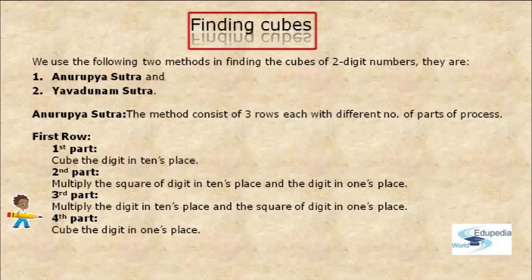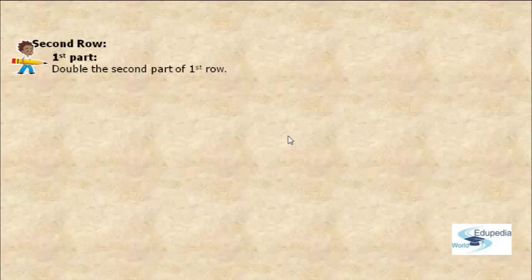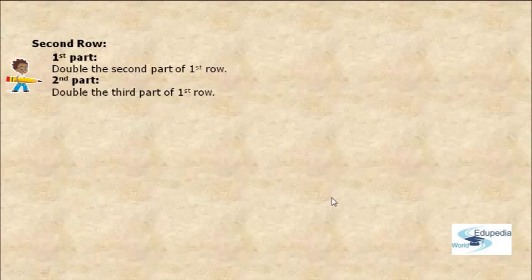After writing the answers from the first, second, third and fourth parts sequentially, coming to the second row, the first part tells us to double the second part of the first row, that is, the number we got by multiplying the square of the tens digit with the ones digit. Now in the second part, we double the third part of the first row, that is, the product of the tens digit with the square of the ones digit.